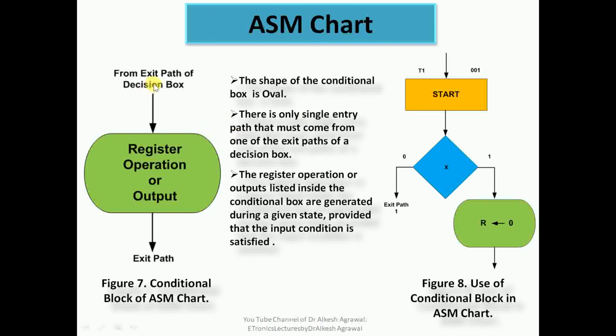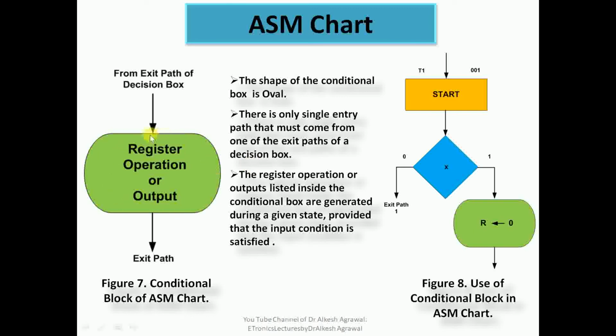There is one entry path. This entry path is from a decision box, you can see over here. So this is a decision box. After the decision box, we are using a conditional box. So the input to the conditional box is through the decision box.